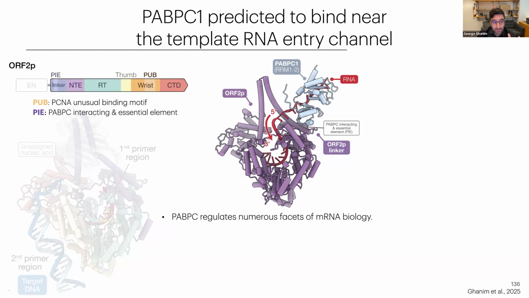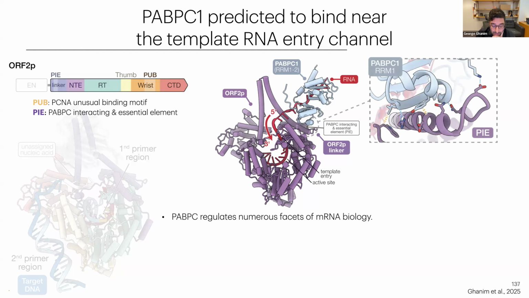So we name this element PIE, or the poly-A binding protein interacting essential element. And this is almost like a homage to this work, which was done in the United Kingdom. And if you've spent any time in the United Kingdom, you know how important pies and pubs are. So it seemed only appropriate to name these motifs that. And when we zoom in, we could see that this interaction is primarily made with the RNA recognition motif of poly-A binding protein, as well as this region of ORF2p.